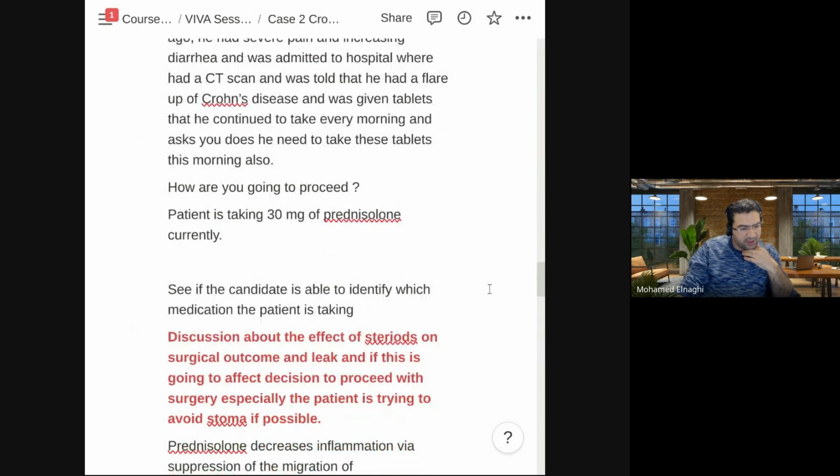In this context, you may also get asked about the mechanism of action of steroids and how steroids impact the immune system. As we discussed, there is significant effect from steroids on the surgical outcome. Highly likely, if you operate on this patient, you would have to give them a stoma. But it's better not to proceed with elective surgery if the patient is on high dose steroid. Ideally, you need to bring them to less than 20 or less than 15 milligrams of prednisolone.